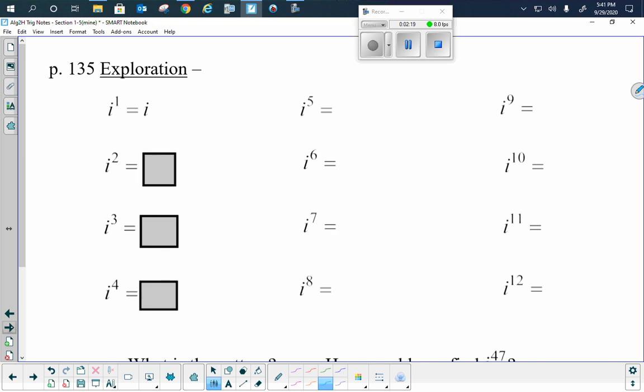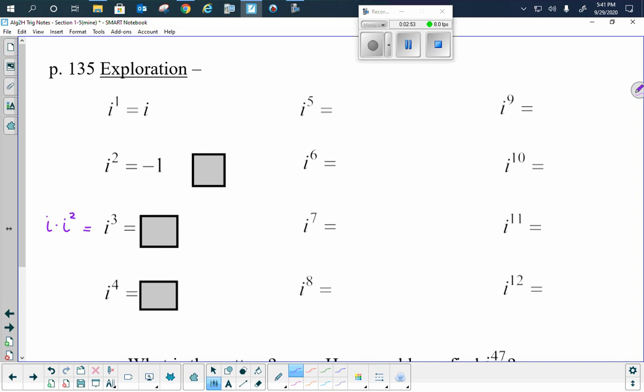All right, little exploration. See if we can come up with some patterns. So i to the first, anything to the first is itself. And like we just said, i squared by definition is -1. Well, i cubed, in case you're on a test and you forget it, I really want you to have these memorized. But remember, i cubed is really i times i squared.